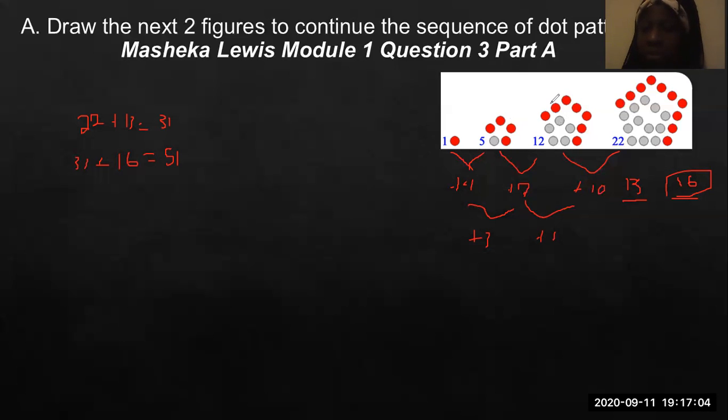Now, if we go 5 to 12, we know that it goes 3 up this way, 3 up this way, 3 up this way. Now, to number 22, we know it goes 4 up this way, 4 up this way, and 4 down this way. Now, if we're just looking at the pattern, we'll note that it'll have 5 dots in our next pattern going this way, 5 dots going this way, and then 5 dots going this way. So that's how you'll know where to place the dots.